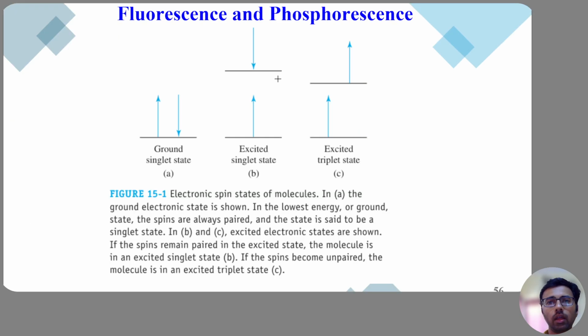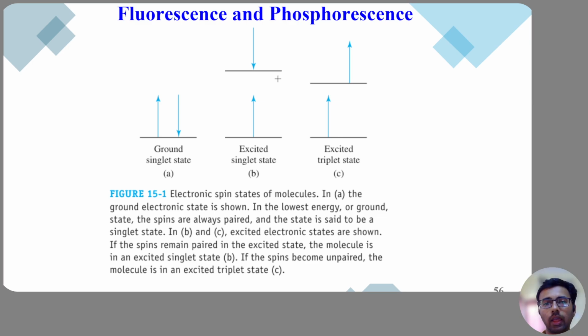To understand emission pathways, we apply Pauli's exclusion principle to molecular orbitals. Let us examine electron spin configurations. In the ground electronic state, electron spins are paired. One spin points up and the other down. Their angular momenta cancel. A state with fully paired spins is called a singlet state.